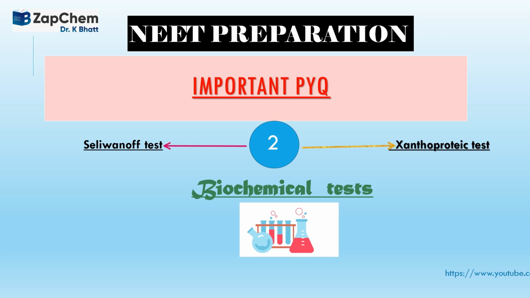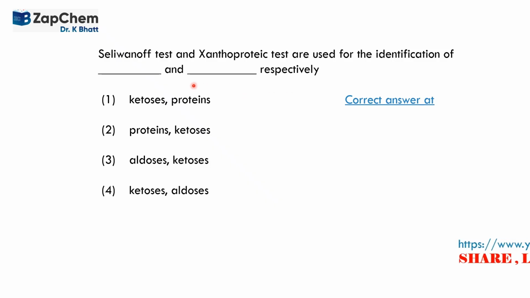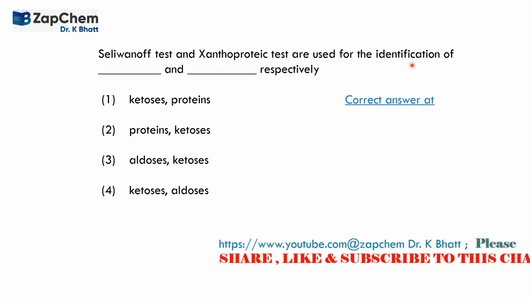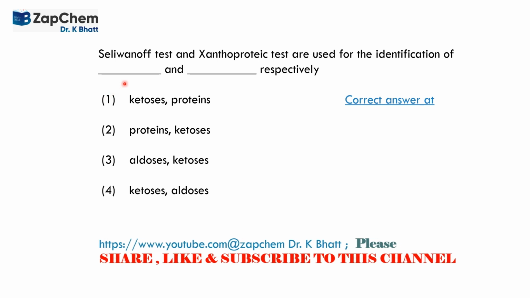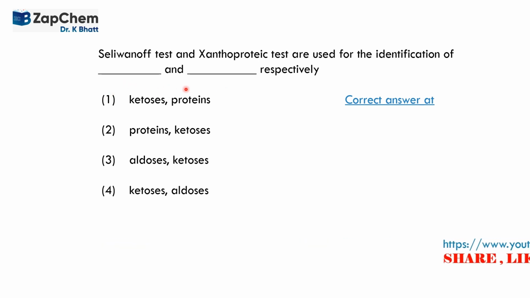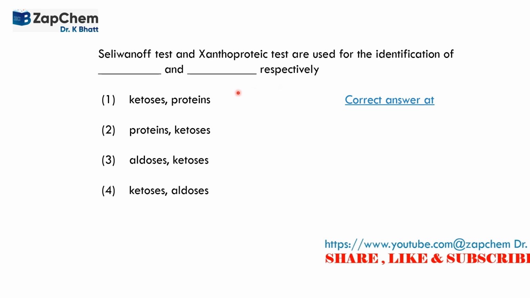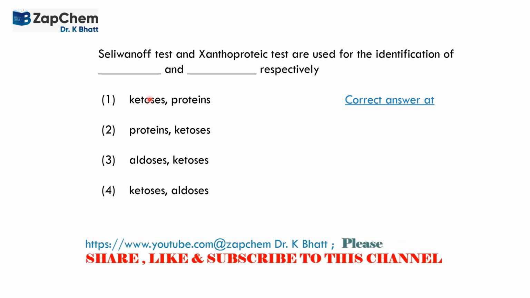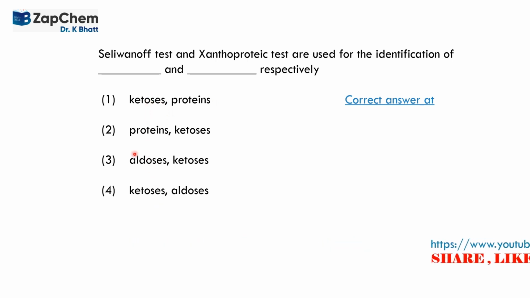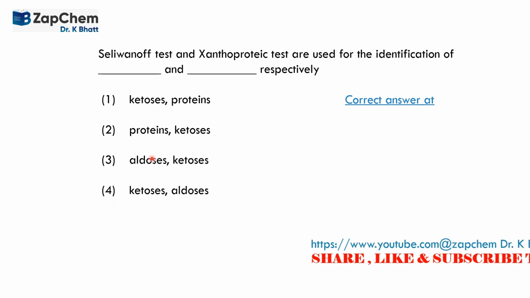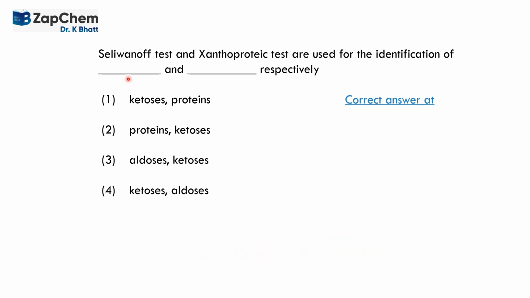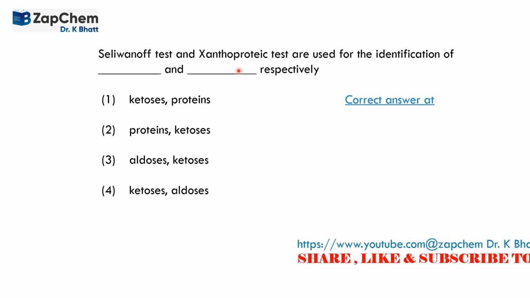Now let us see the question. The question is here. Seliwanoff's test and xanthoproteic test are used for identification of blank spaces and two blank spaces respectively. We are required to fill up these blank spaces as given in the options. Four options are there and we have to find out the correct option which has to be filled in the first blank space and the other in the second blank space.